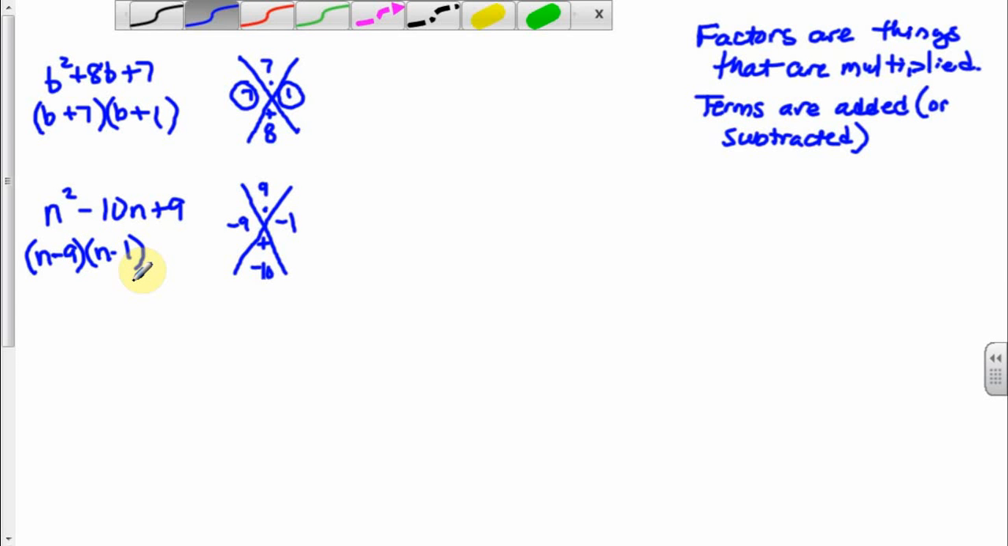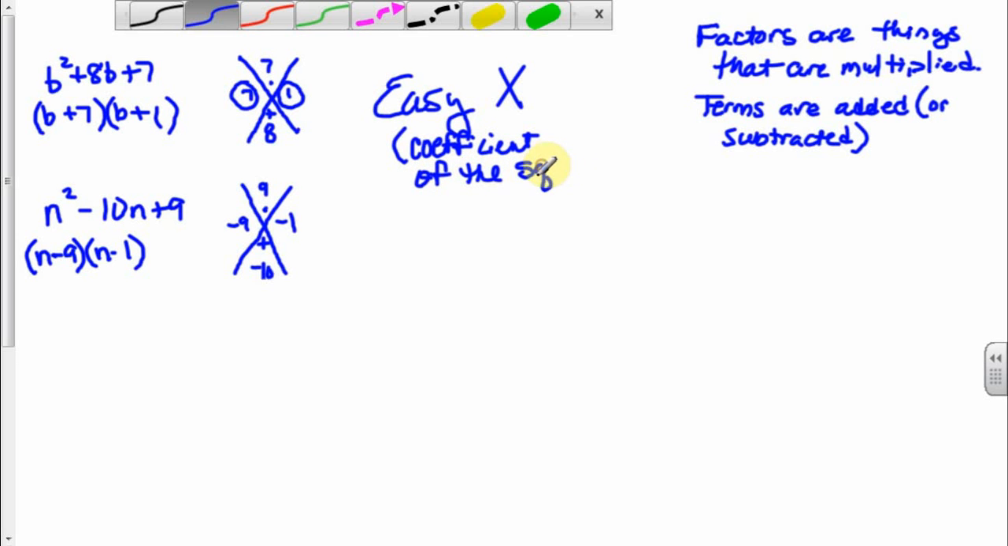So these are factoring trinomials where the coefficient on the squared term is 1. Okay? These I call easy X. And I call them easy X because the coefficient of the squared term is 1. Okay?